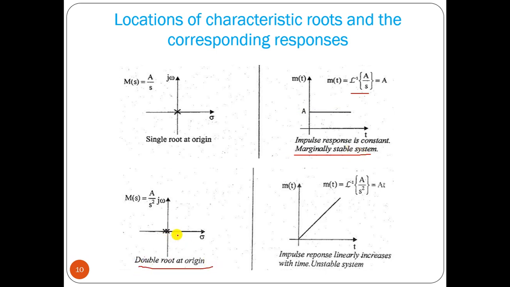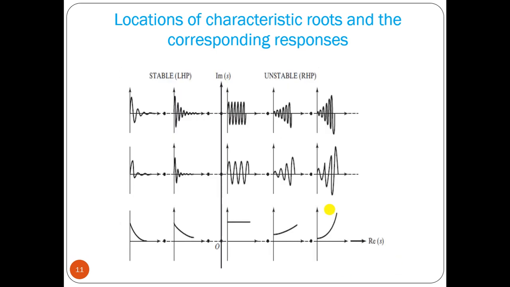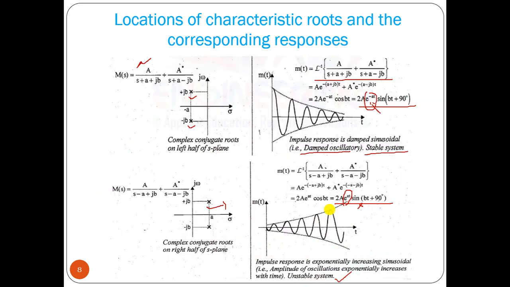Now, if we have a double root at the origin, that is A divided by s square, then if you take its inverse Laplace transform, you will get A into t. So t means a ramp function, so it is increasing linearly with respect to time. So as t goes to infinity, it goes to infinity. So the system becomes unstable. If we have a single root at the origin, it is a marginally stable system. If we have a double root at the origin, it will be an unstable system. So these are the facts that we have to remember.